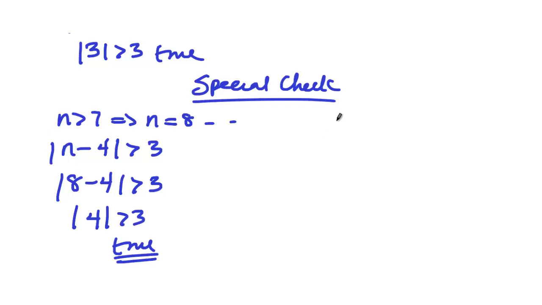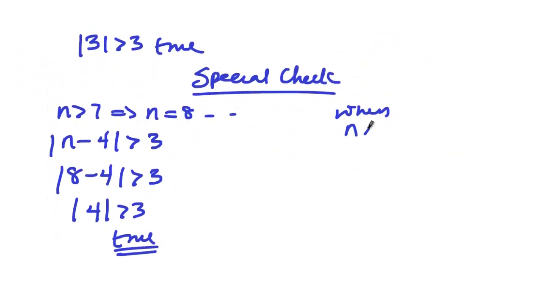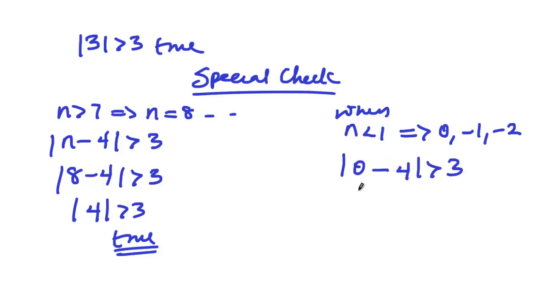So based on what we have here, when n is less than 1, let's think about a number that is less than 1. That is 0. It could be 0, minus 1, or minus 2. So let's use 0. So we have 0 minus 4 is greater than 3. So minus 4 will definitely be the absolute value of minus 4. What I mean is the absolute value of minus 4 is equal to 4, which is greater than 3.